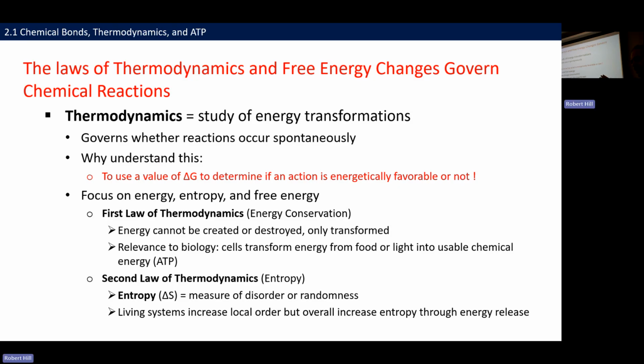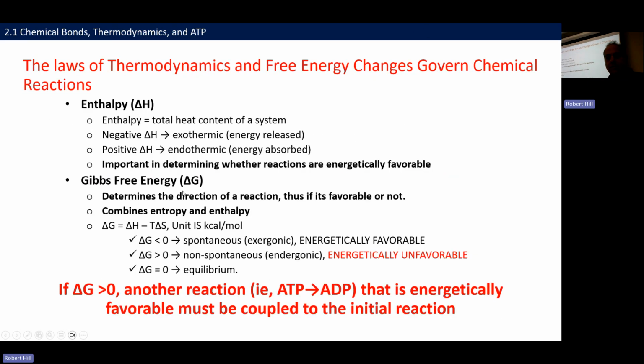I get into here how Gibbs free energy is derived, but ultimately all you really need to understand is Gibbs free energy. Gibbs free energy is that delta G that hopefully you remember from Gen Bio. And the value of delta G indicates to us if a reaction is favorable or not. If it's a positive number, it is unfavorable. So most reactions that go on in the cell are unfavorable, which means they require another reaction to come along and couple to it to assist it.